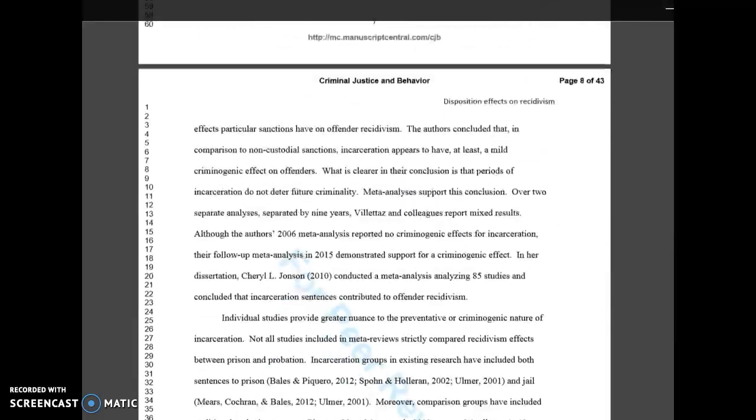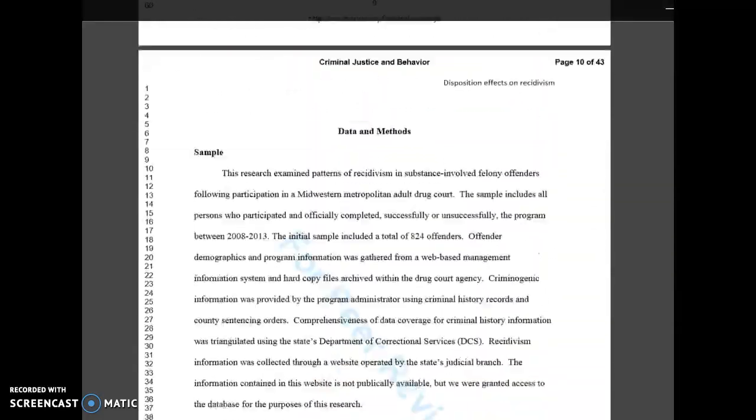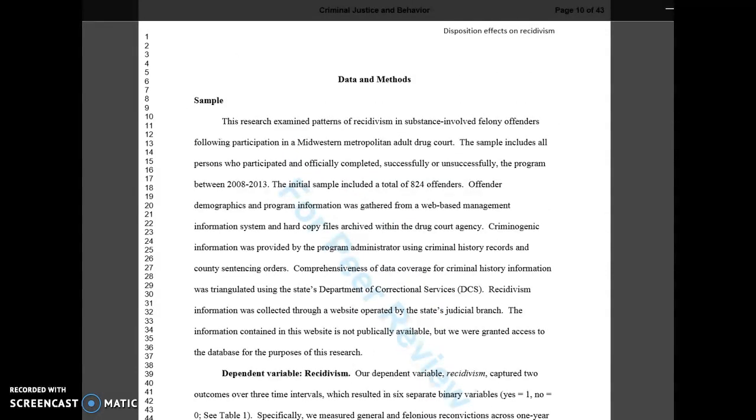So we move through the literature review, and always right after the literature review, you're going to get the data and methods section. Of course, this being a research methods course, this is most interesting to us, or we should be most interested in this section. When we're looking at who makes up the sample, that question 4, we see here that the sample includes all persons who participated and officially completed, successfully or unsuccessfully, the program between 2008 and 2013. This occurred in a Midwestern Metropolitan Adult Drug Court.